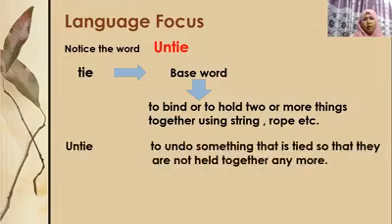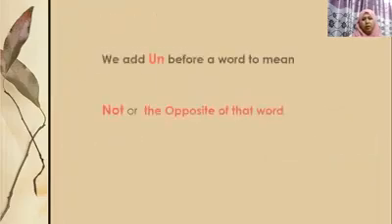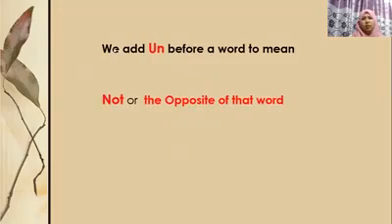And the new word untie means to undo something that is tied so that they are not held together anymore. Okay, so tie is the base word and untie is the new word which is formed from tie. Let's see another thing that you notice: we add un before a word to mean not or the opposite of that word.